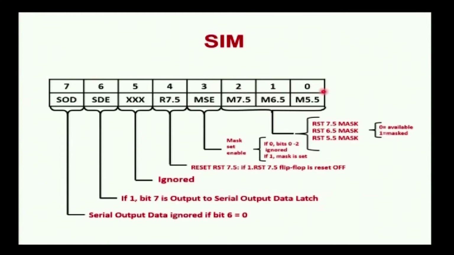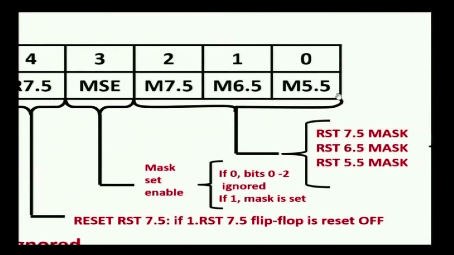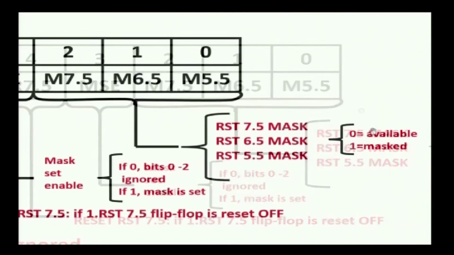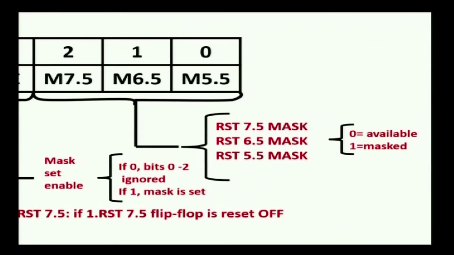It has 8 bits, which is why it is called a single byte. Among the 8 bits, they are denoted as D0 to D7. The first 3 bits, D0, D1, D2, are reserved for the RST 7.5, 6.5 and 5.5 interrupts, which are used to enable or disable the interrupts. When these bits are 1, it means the interrupt is masked, that is, disabled.